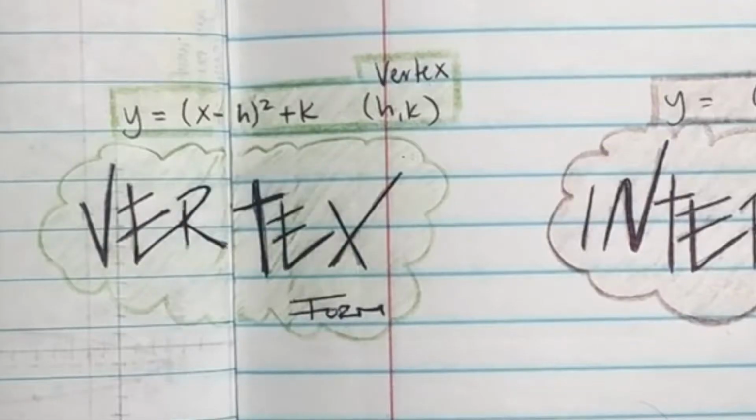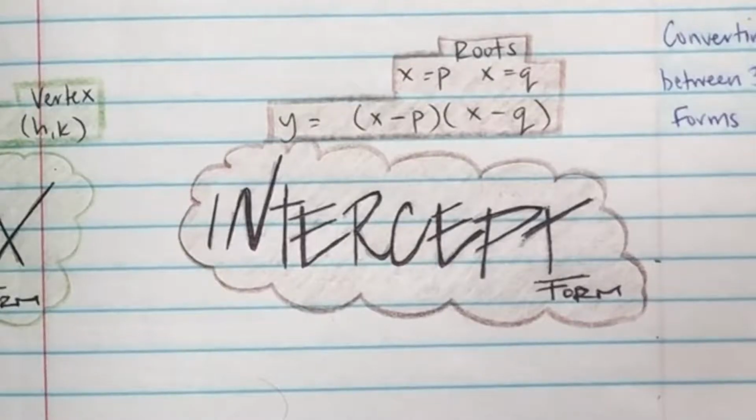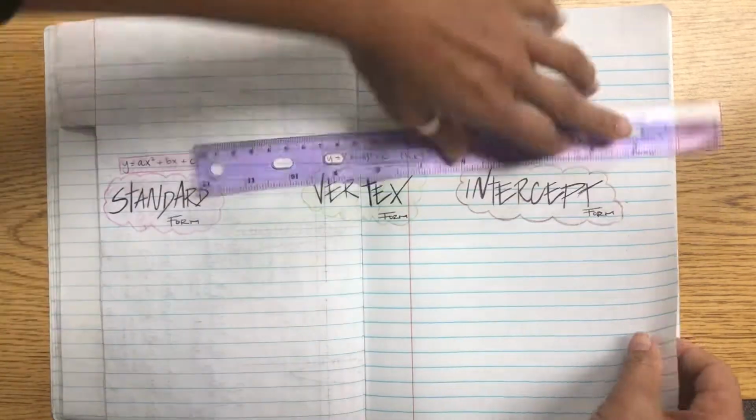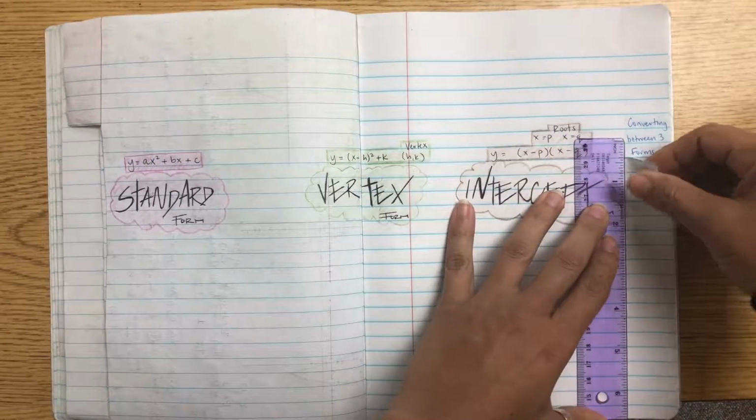Take a look at converting between the three different forms, just depending on what your preference is to graphing. So go ahead and make a tab. We'll pause the video and copy all that. Alright, so go ahead and make a tab. You're going to cut to the margin and then cut all the way down.